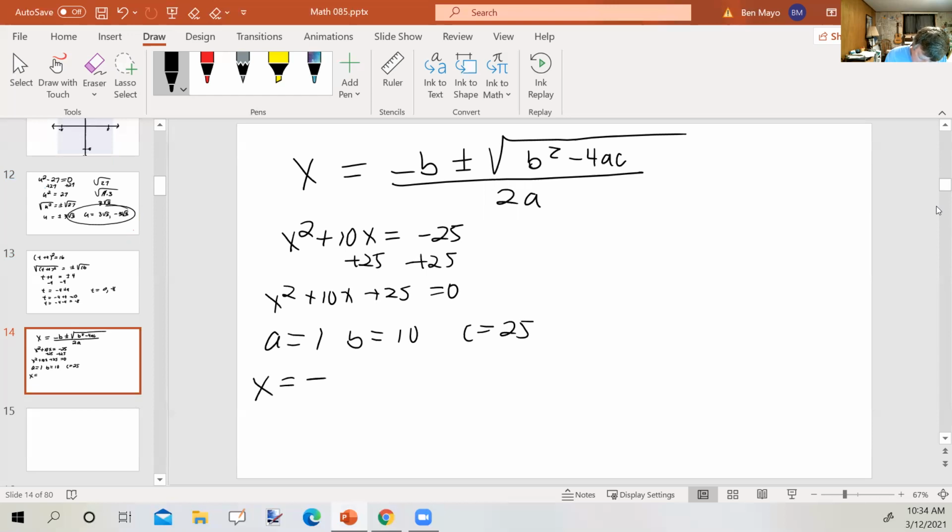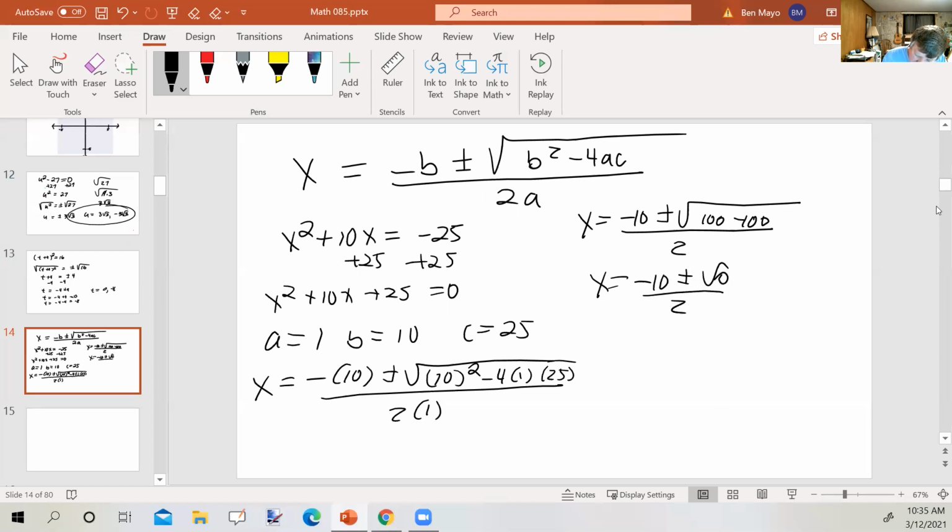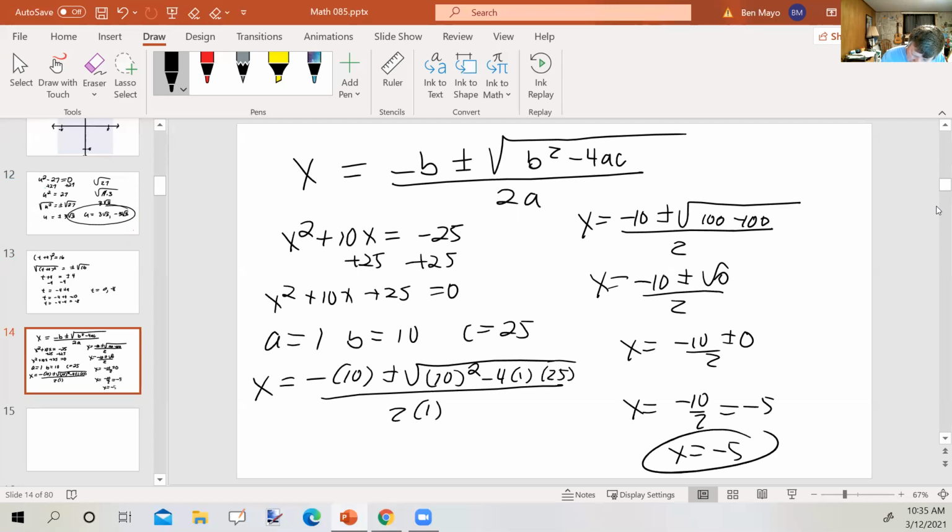So x equals negative b plus or minus the square root of b squared minus 4ac all over 2a. Continuing to simplify, we get x equals negative 10 plus or minus the square root of 100 minus 100 all over 2. x equals negative 10 plus or minus the square root of 0 all over 2. x equals negative 10 plus or minus, well, the square root of 0 is 0, all over 2. So basically we've got x equals negative 10 over 2, or negative 5. So this has two identical solutions, both of which are negative 5.